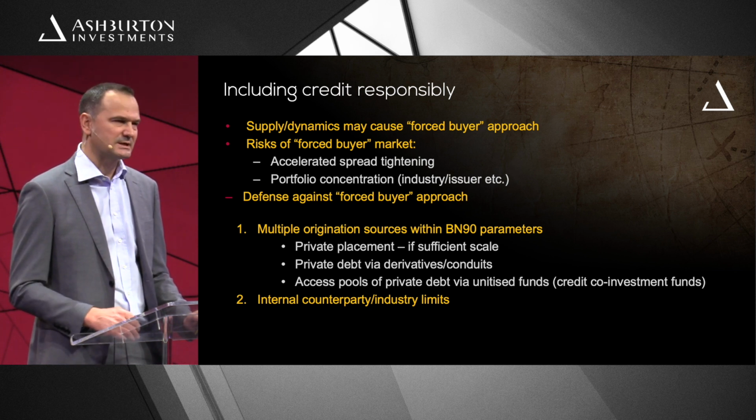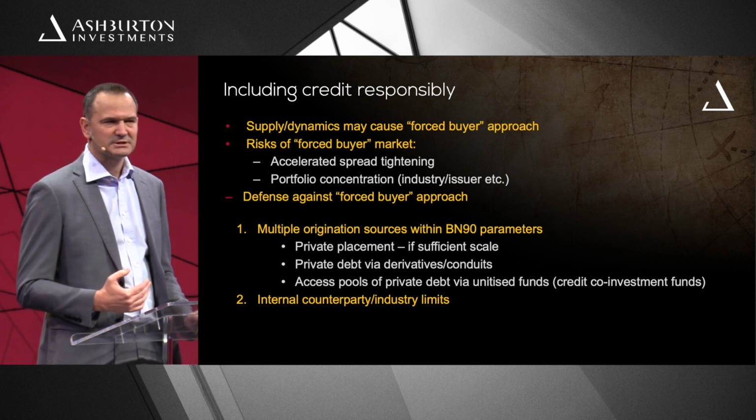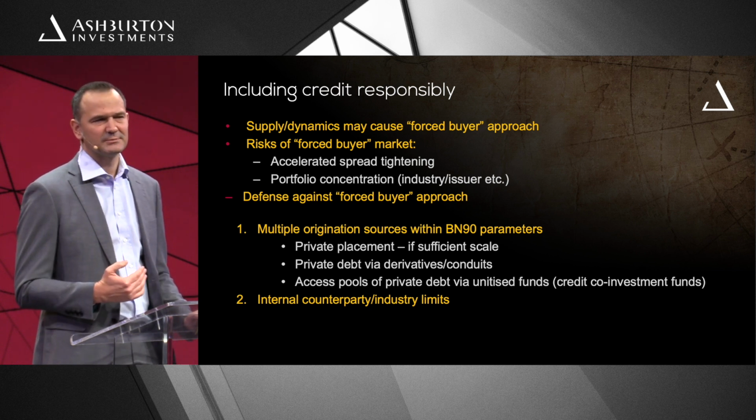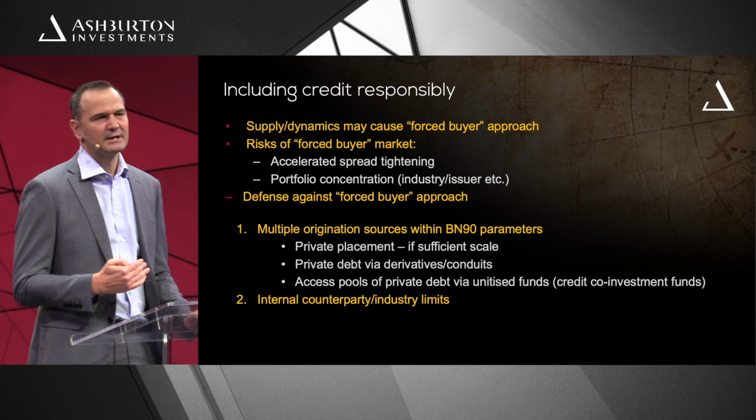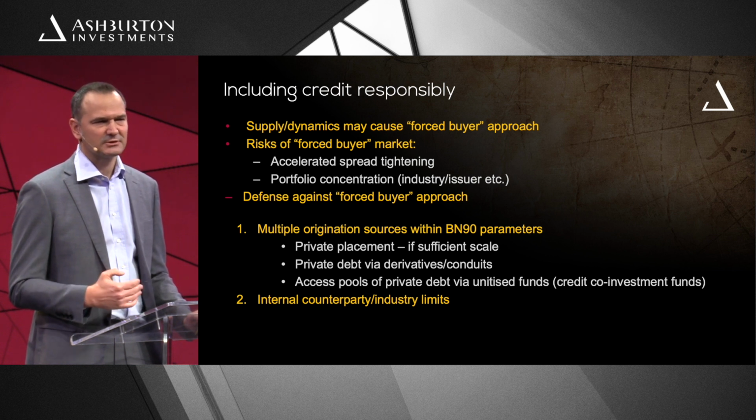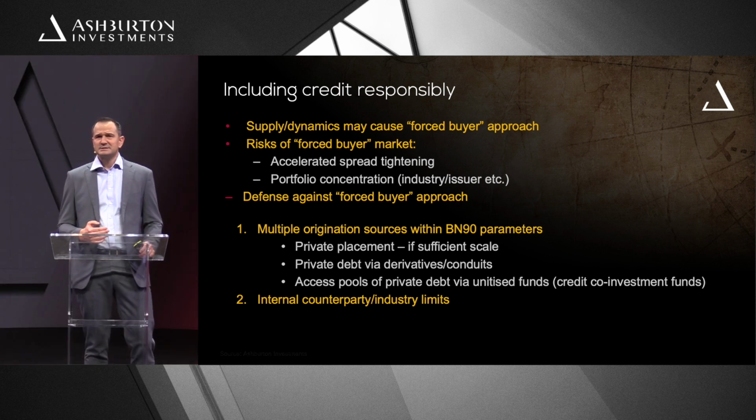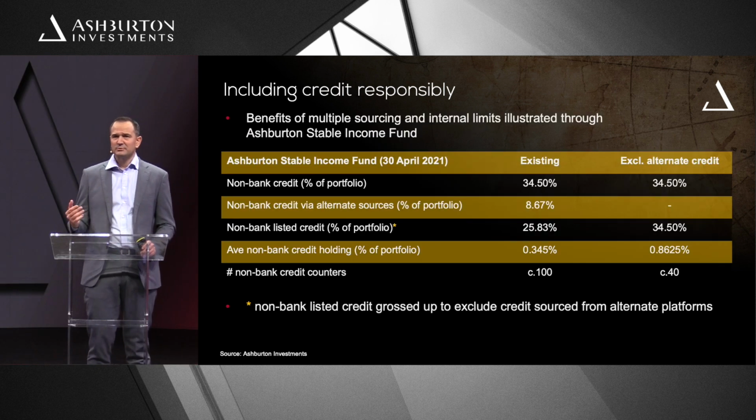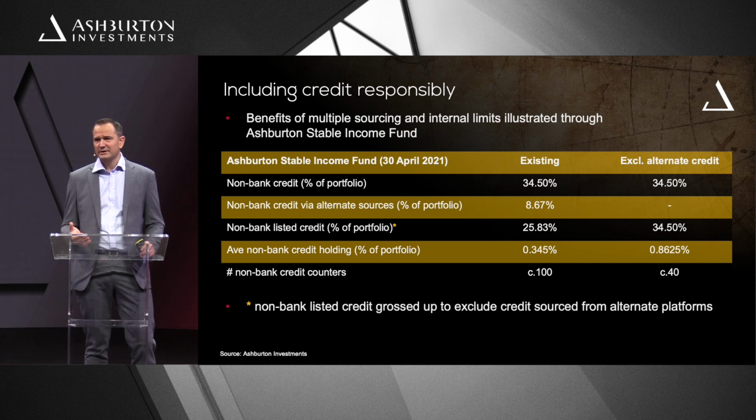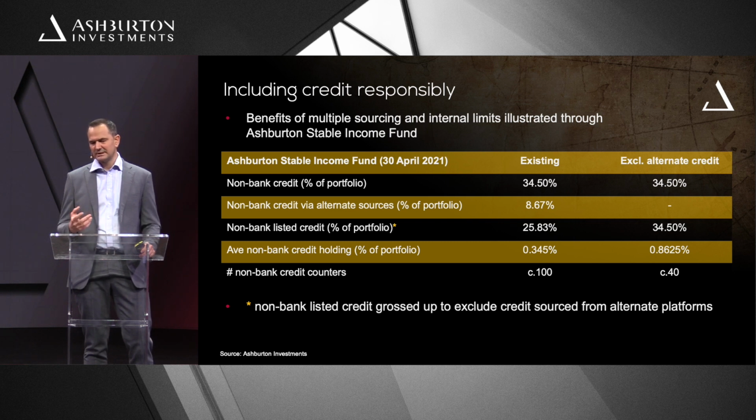So we, as a business, have been very conscious of that. We've actually reduced our counterparty limits during the COVID lockdowns, during the pandemic, to make sure that we maintain that discipline of diversification. And seeing that in action can best be identified through the Ashburton Stable Income Fund. It's an enhanced cash product. It keeps a lot of cash and cash-like instruments to the large banks, but it also, to deliver that enhanced cash return, looks to access the credit markets.